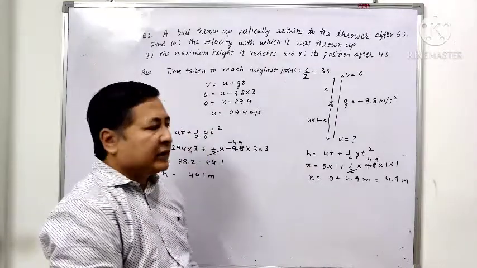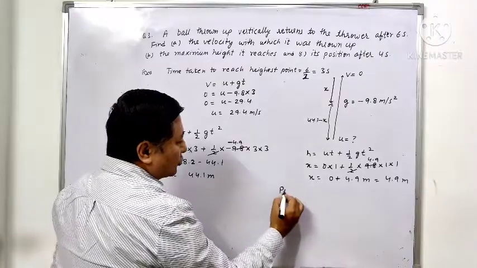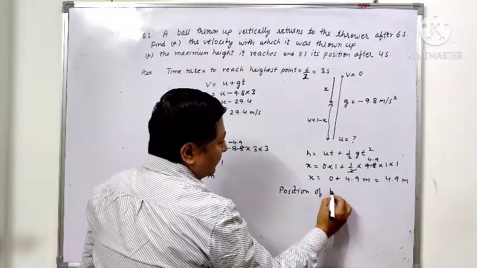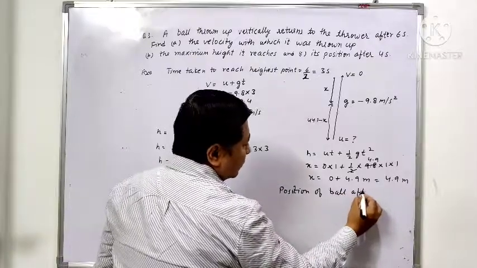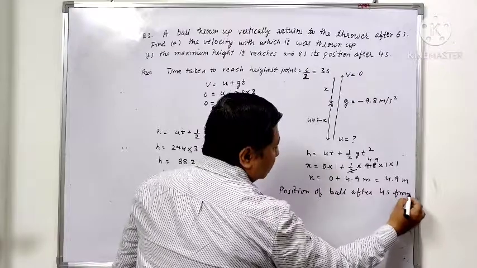Now what we have to calculate is the position of the ball after 4 seconds from the ground.